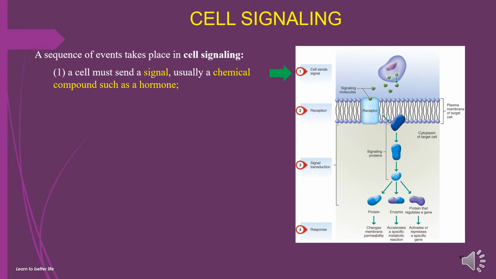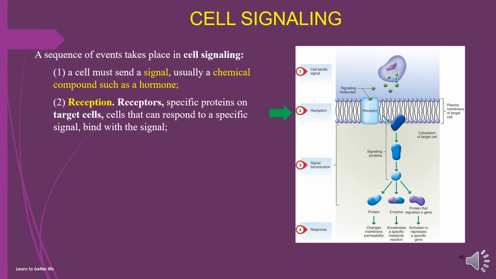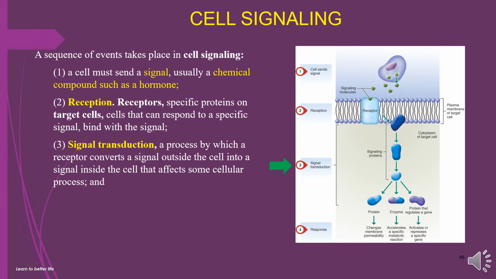A sequence of events takes place in cell signaling. Step 1: a cell must send a signal, usually a chemical compound such as a hormone. Step 2: reception. Receptors, specific proteins on target cells, cells that can respond to a specific signal, bind with the signal. Step 3: signal transduction, a process by which a receptor converts a signal outside the cell into a signal inside the cell that affects some cellular process. And Step 4: response by the cell. Some cell activity is altered.